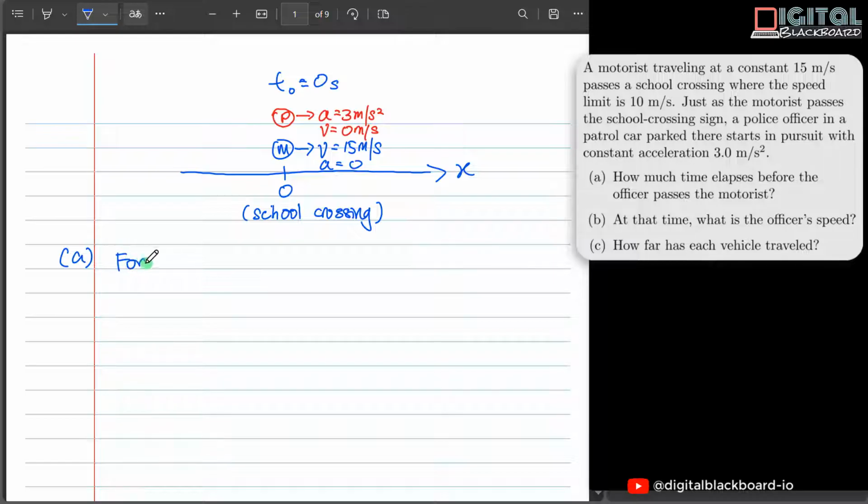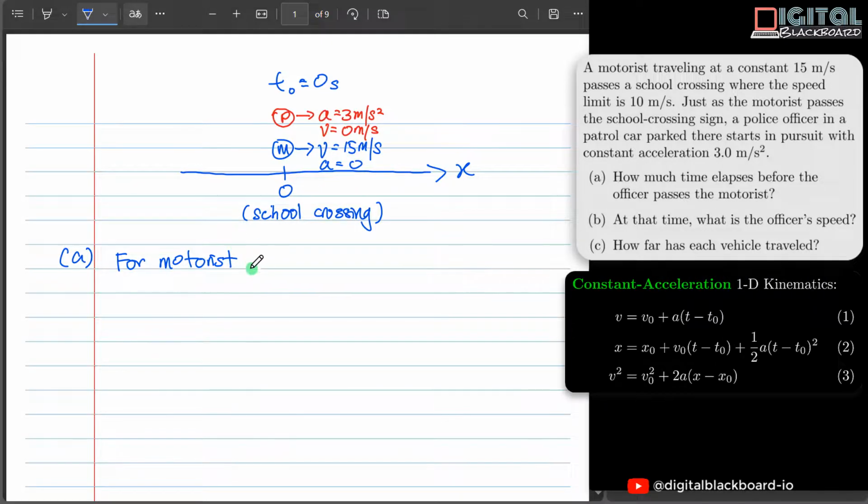So here for the motorist, using the kinematics equation, x equals x naught plus v naught t plus half a t squared. At t equal to 0, the initial position of the motorist is 0. He has a constant speed of 15 meters per second throughout the motion, so this is 15, and he has no acceleration. So we end up with just 15t.